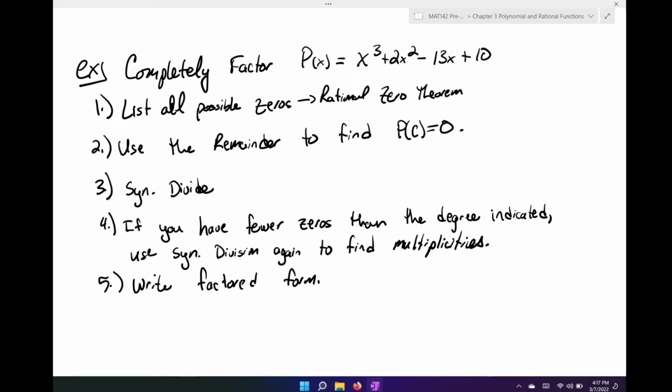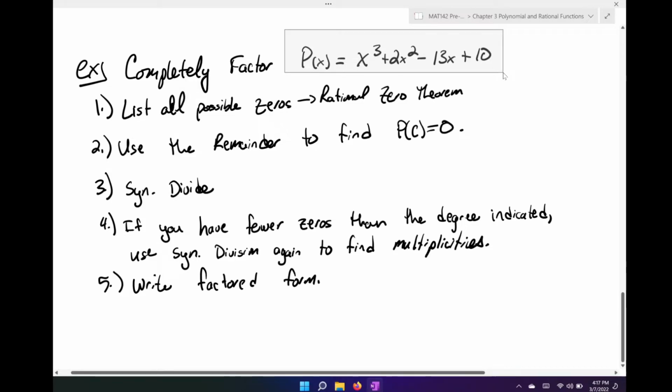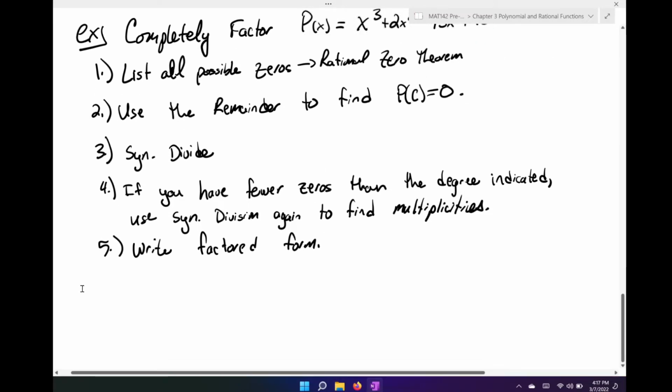Like Descartes' rule of signs, and there's another one called the upper and lower bounds. I'm going to go over Descartes' rule of signs. I'm not even going to touch the upper or lower bounds because it's really not necessary, but it's there if you want to go over it. So here's our steps. Hopefully you have them written down, because I'm just going to go right into this problem, and go through every single one of these steps, not quickly, because I want you to see how this is going.